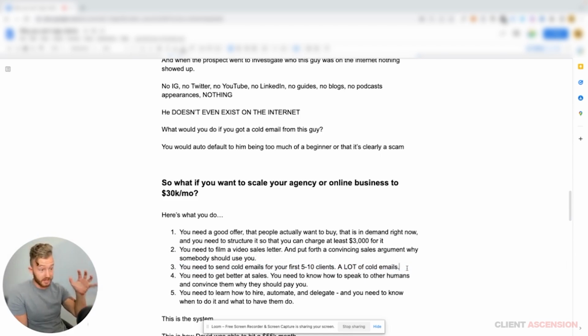You need to prove this. Send some cold emails, get the first couple, get the results, make case studies, leverage those case studies to get more, start building a personal brand. This is literally what you do, right? You need to get better at sales. You need to know how to speak to other humans, convince them why they should work with you, why they should pay you, right? A lot of you guys think you have a lead generation problem. You actually have a sales problem, right? Which kind of loops into the lead generation, right?